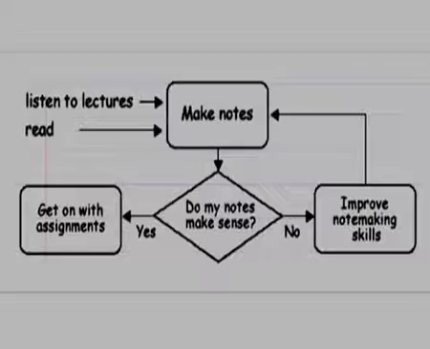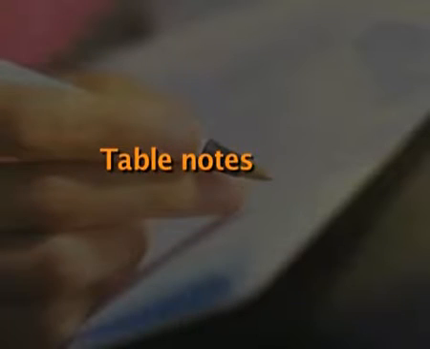Okay? Now let us look at the example here. For example, listen to lectures or read. That's where we start our reading text, and then move on to make notes, then come down. Do my notes make sense? This is a question we ask. Then we move on to get on with assignments, and if it is no, then we move on to improve note making skills, and then it goes back to making notes. Okay, this is flowchart notes. And the fourth one is table notes, a very common thing again.